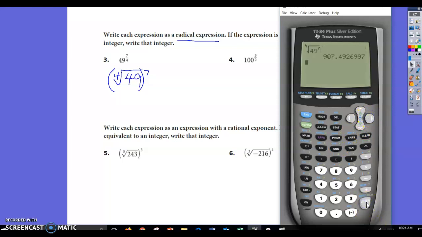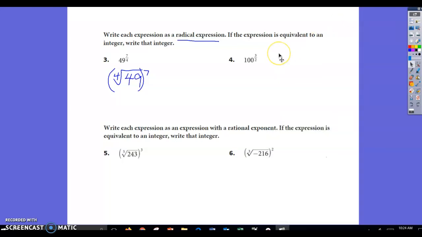And hit enter. And this says that the answer is 907.49. So that is an approximate answer there, if I did that correctly. And so since it doesn't have an integer answer, we're not going to write an answer down. All right, so let's look at the next example here. So we're going to write the next one as the square root of 100 cubed.